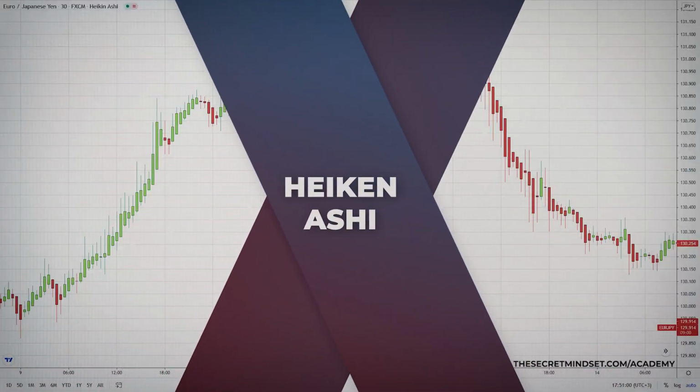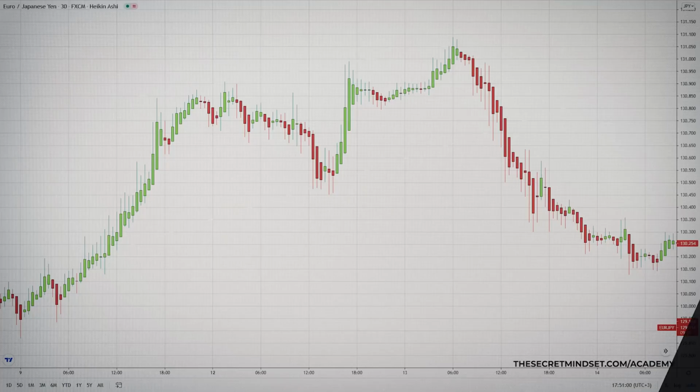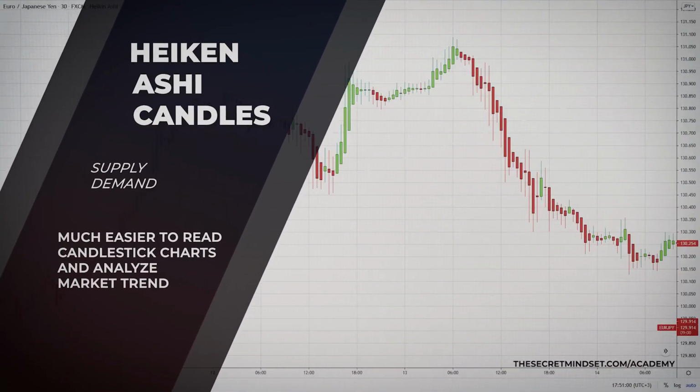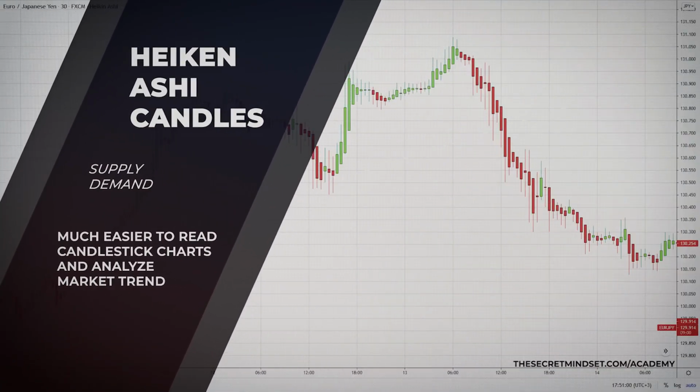Now let's introduce Heiken Ashi into the equation. Heiken Ashi has proven to be one of the best strategies to use to gain a deeper view of the market, because with these tools, it's easier to read candlestick charts and analyze market trends. Traders use the Heiken Ashi to get information such as when to stay in a trend trade or if it's time to get out because the trend has reversed.